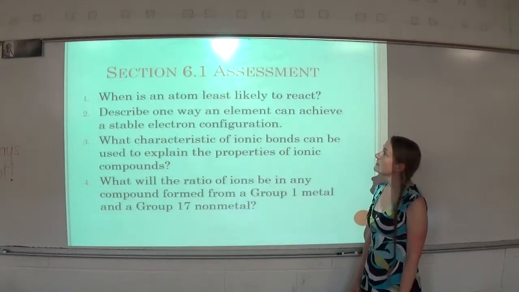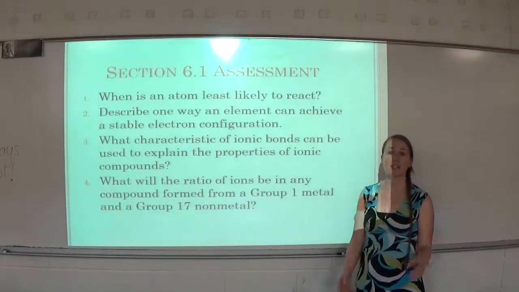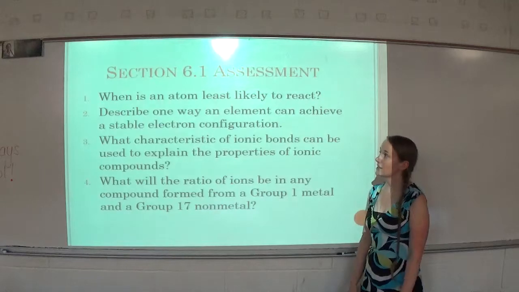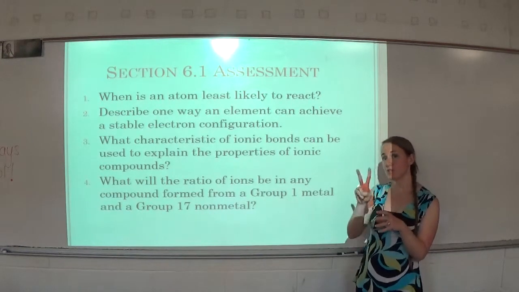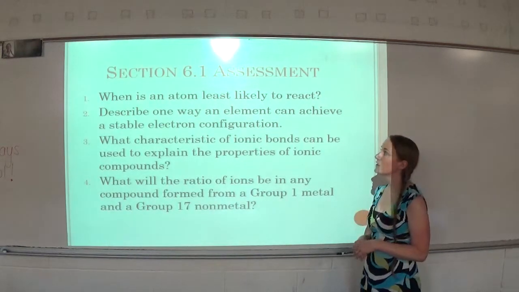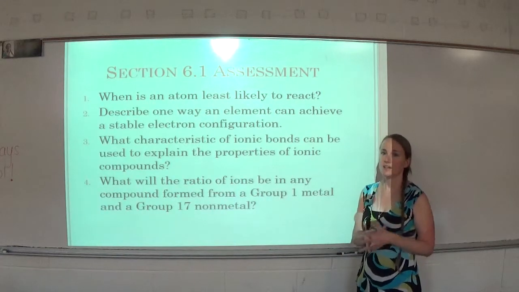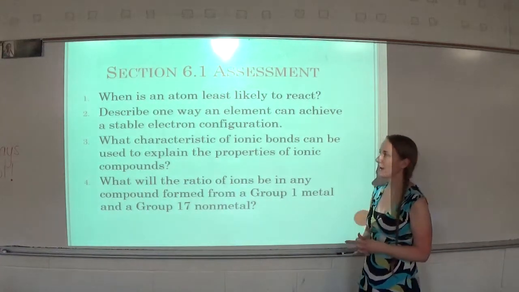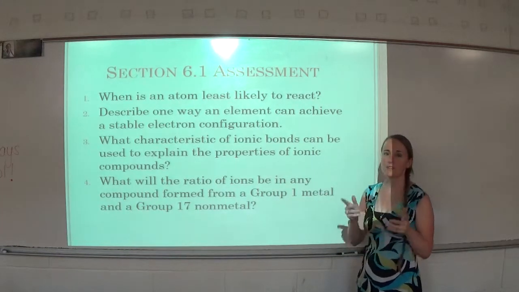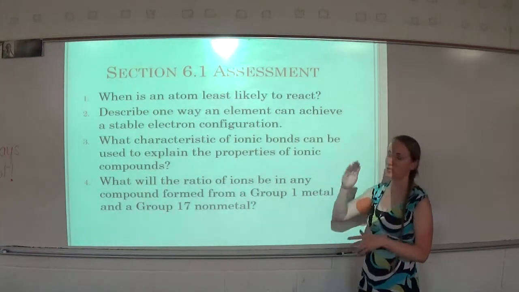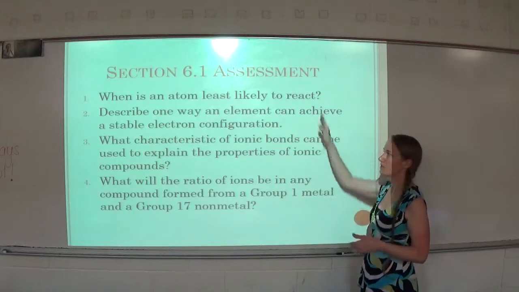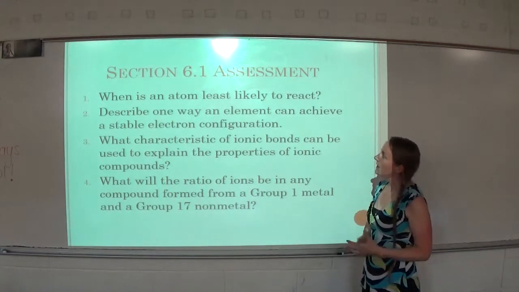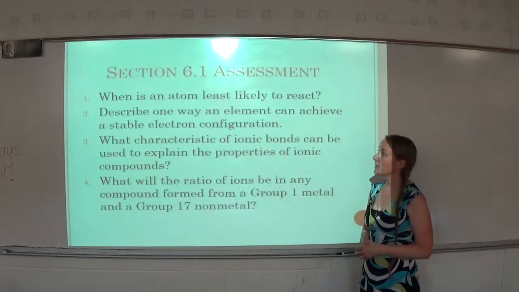So, section assessment. When is an atom least likely to react? When it has full valence electrons, which for the first energy level would be 2, and for every other energy level would be 8. I know we talk about 2, 8, 16, 32. I meant 2, 8, 18, 32, but really it's 2, 8, 8, 8, 8, 8 when we're talking about valence electrons.